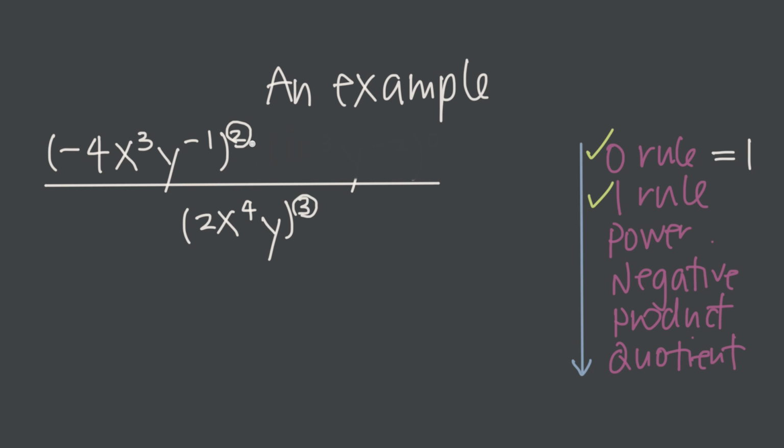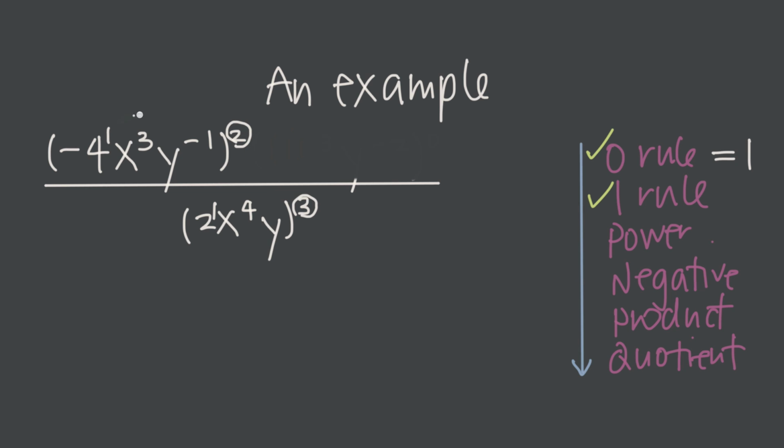Remember that exponents are distributive when we have all multiplication inside our parentheses. And here we do. We have negative 4 multiplied by x cubed multiplied by y to the negative 1. So it's all multiplication, and we can distribute the 2 across each term. Same thing here. We have 2 multiplied by x to the 4 multiplied by y. It's all multiplication, so we can distribute the 3. In order to do that, we want to remember that anything that doesn't have an exponent, like this negative 4 and the 2, the implied exponent is a 1. That kind of comes from the 1 rule.